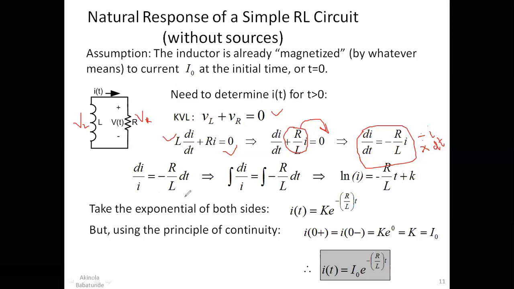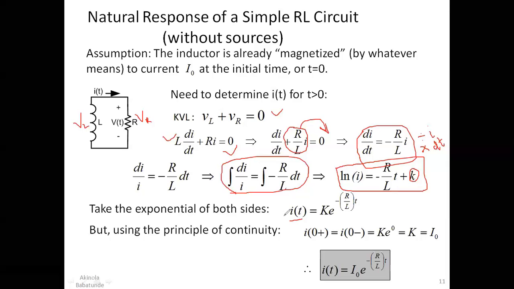If you brush up your integration skills, you will find that we obtain ln I equal to minus R over L times t plus K, where K is the constant of integration. If you take the exponential of both sides, the exponential of ln I will just give us I at the end of the day. So you have I equal to K times exponential of minus R over L times t.